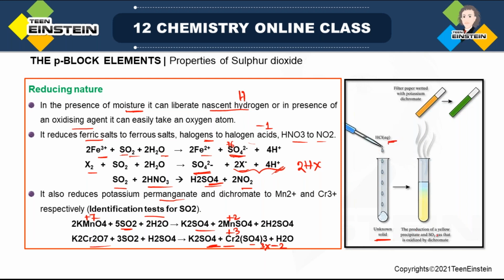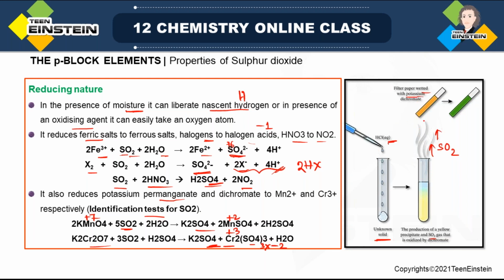Okay, so if there is a production of yellow precipitate and SO2 gas is generated, so this is SO2 gas. Now suppose you want to prove that this liberated gas that is liberating from the test tube is SO2 or not, that can be proved if you are holding some filter paper which is wetted with potassium dichromate.